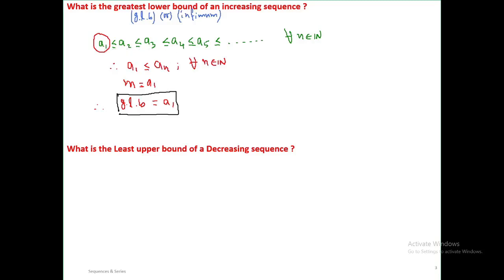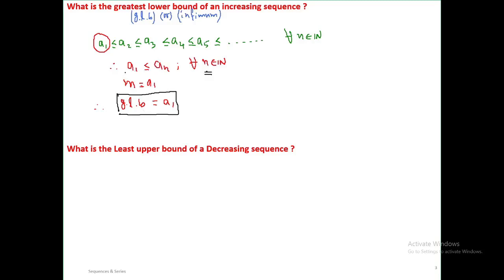Okay, so that's what I have written. For all n belongs to the natural number set, all of the terms of the sequence are bounded below by a1. So therefore the lower bound is a1. As you know, a lower bound is not unique. Any number which is less than a1 is also a lower bound.